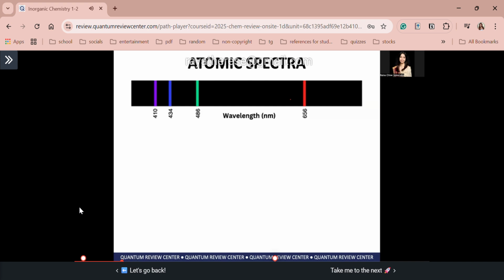Since light is quantized, again, only small specific energies are being emitted, right? That is why only discrete specific lines are reflected in the hydrogen emission spectrum. We see here that visible light with specific wavelengths is being emitted, like light at 410 nanometers, blue light at 434 nanometers, etc.